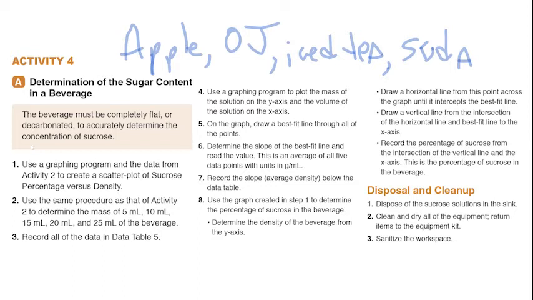So then once you have that, you're going to basically do exactly the same experiment. You're going to figure out the mass of 5 mils, 10 mils, 15, 20, 25, and then plot it and get the density. So then you're going to get the density of your beverage. But that doesn't tell you what the percentage of sucrose is. You just have the density. So how are you going to do that?